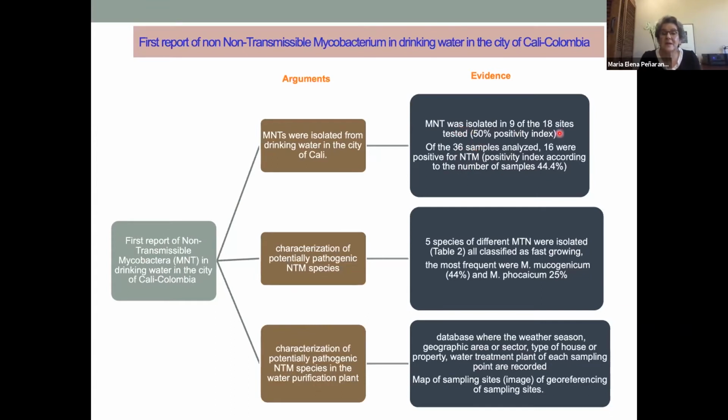Mycobacteria was isolated in 9 of the 18 sites tested. 36 samples were analyzed and were positive. This is going to be a chart or a figure in the future. But we started the results by summarizing what we found, and then we describe it in tables. 5 species were isolated, table 2, and we classify as fast growing. And here are the most frequent mycobacteria found.